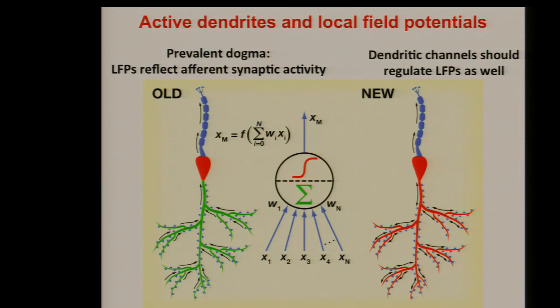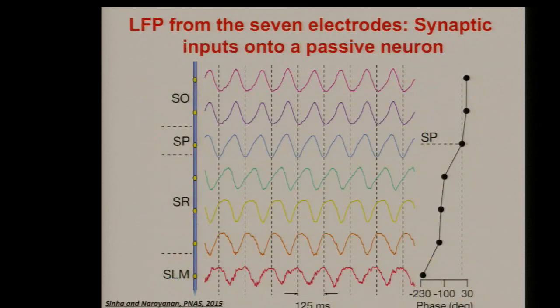On the other hand, with this new realization that there are these dendritic ion channels, now it stands to reason that if you put an electrode over here, this is not going to be something which is just reflective of the synaptic currents, but it is also going to be reflective of the ion channels that are present on this particular dendritic structure. So that was the hypothesis that Manisha started her research with, and these are the LFPs that she had from different locations.